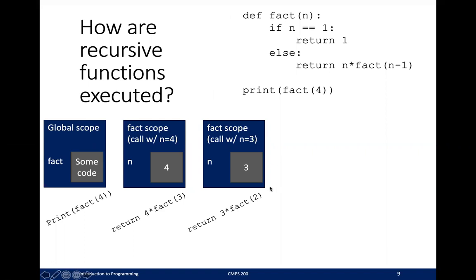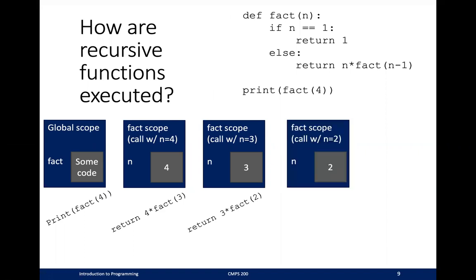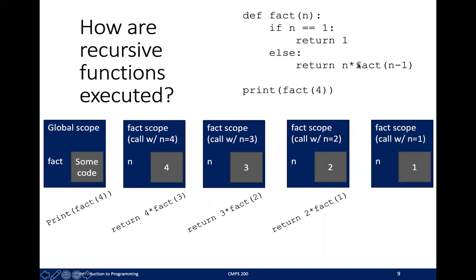What would factorial of 2 do? It opens another scope, with n equal to 2. Again, this is not the base case, so it's going to return 2 times factorial of 1. Factorial of 1, what does it do? It opens another fact scope. Now n is equal to 1. Is this the base case? Yes, n is equal to 1. I know what to do. I immediately return 1. I wouldn't open a new fact scope because I'm not getting into the else. I'm just saying return 1.